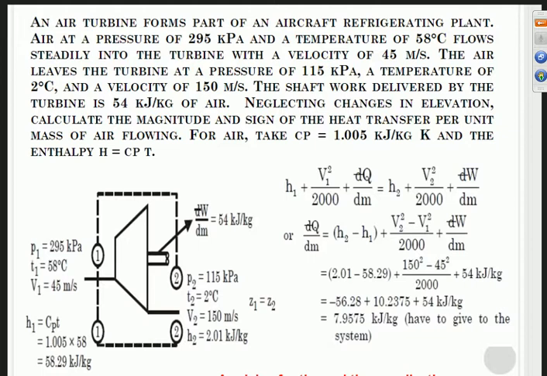Neglecting changes in elevation, calculate the magnitude and sign of the heat transfer per unit mass of air flowing. For air, take Cp value 1.005 kilojoule per kg Kelvin, and the enthalpy H is equal to Cp T. What we have to evaluate here is a turbine. We are representing it here, inlet conditions and outlet conditions.